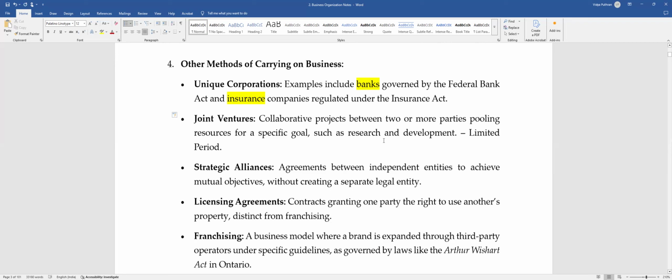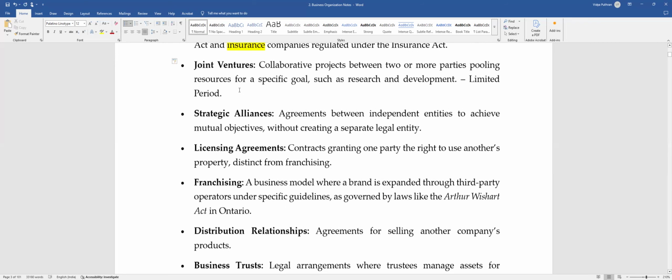So that you can say, as a joint venture, keep it in mind. That is not planned for a very long, prolonged period. If it is for a prolonged period, then it is called a partnership. Then strategic alliance also: agreements between independent entities to achieve mutual objectives without creating separate legal entities.